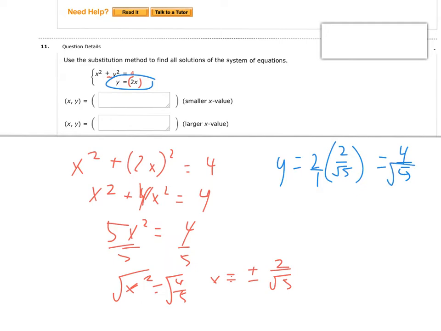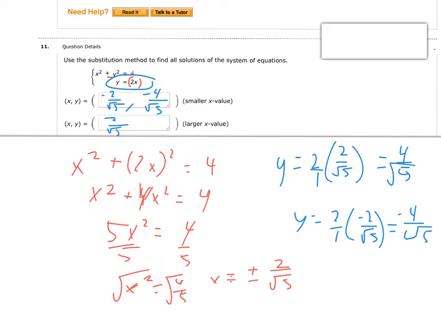And then I also need to plug in 2 times negative 2 over rad 5, since those are 2 different x values. So that'll give me negative 4 over rad 5. And so what this is saying here, the smaller x value would be the negative 2 over rad 5. And when I plug that in, I got a negative 4 over rad 5. And then when I plugged in the 2 over rad 5, I got out a 4 over rad 5.